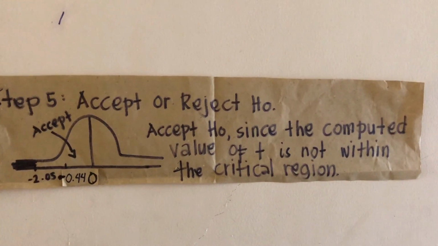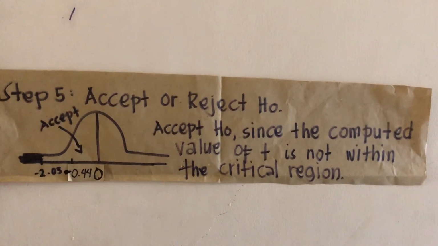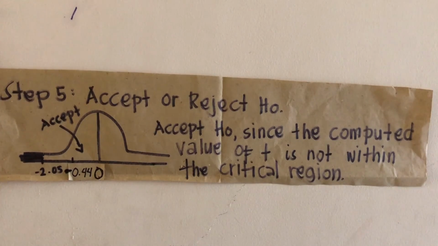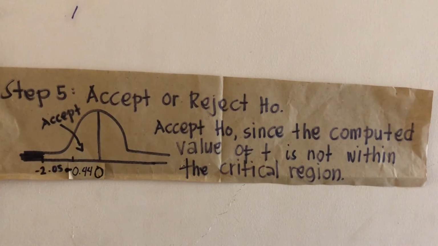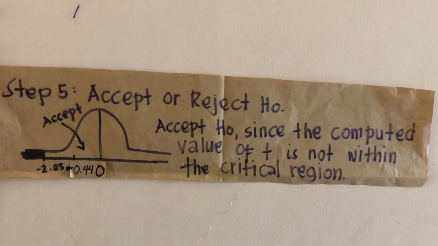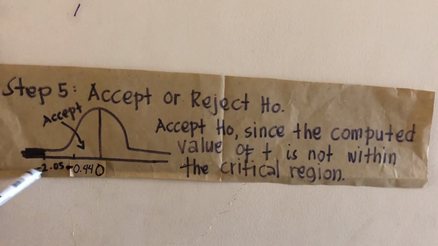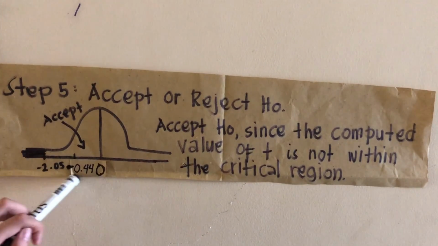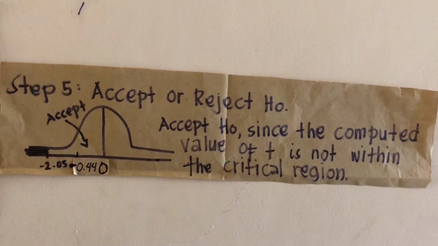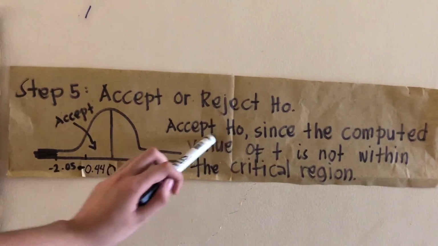Step 5. Decide whether to accept or reject the null hypothesis. Reject H0 if it lies within the critical region. Accept H0 if it does not lie within the critical region. Since the critical value is negative 2.05 and the computed t value is negative 0.44, the null hypothesis is accepted.